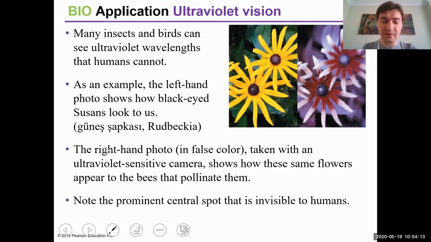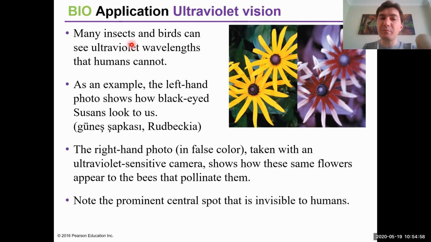Okay, so let me give you an example for bio application, for UV vision of the insects and birds. So here we have two pictures, both of them belong to the same flower. The name of the flower is black-eyed Susans, in Turkish güneş şapkası, or Rudbeckia, I think Latin name, I'm not sure. We can see this flower like this by eye, okay?